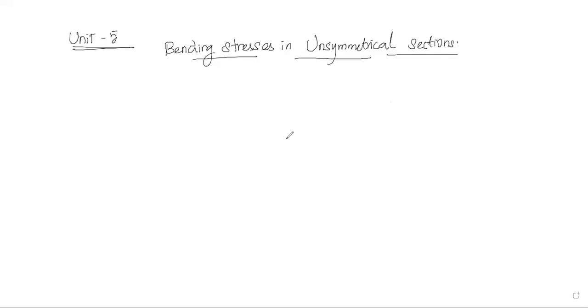Greetings to everyone. So today we are going to discuss the topic of Unit 5, that is bending stresses in unsymmetrical sections. So what is the difference between a normal section and an unsymmetrical section?